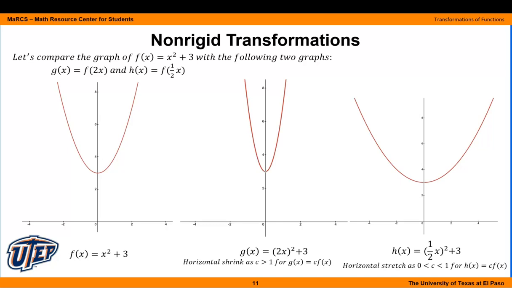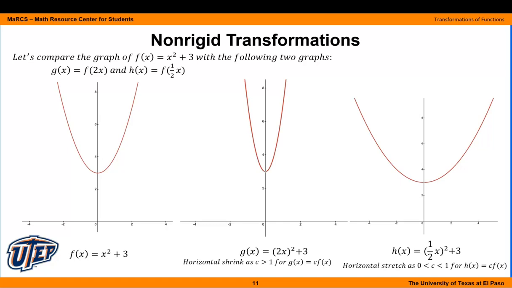Now let's look at horizontal transformations. We multiply inside the function. G of x is equal to f of cx. This is one of the most important ideas in this lesson. When the number is inside the function, the effect is the opposite of what you expect.